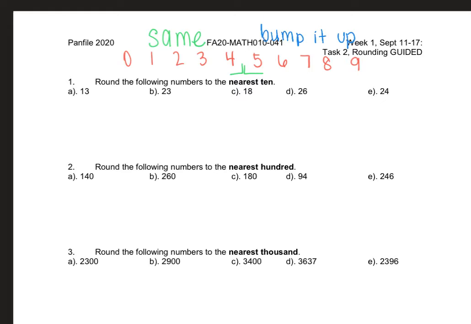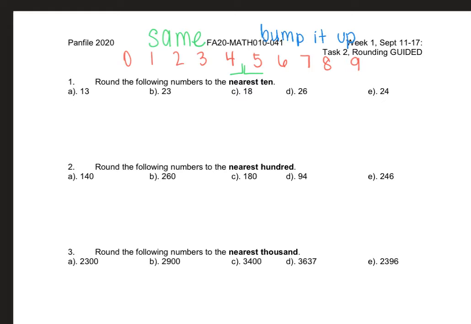Now, when it bumps up or when it stays the same, basically anything after that place value, which we talked about in our last task, is going to revert back to 0. So anything from that place value on to the ones place is going to revert back to 0. So let's look at what we're talking about.